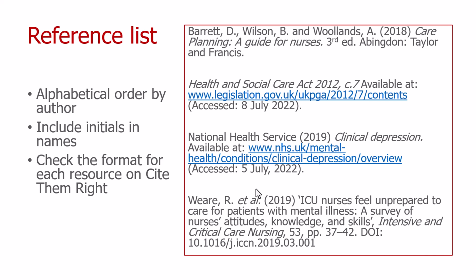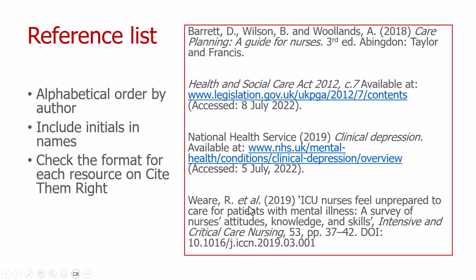We've got 4 sources here: a book, a piece of legislation, a web page, and a journal article. They're in this order because it's in alphabetical order by author. You can see we've got the initials of the authors stated here as well. In the in-text citation, we only had the surname, Way et al. We didn't know their initials, but here we've got the author's initials as well.